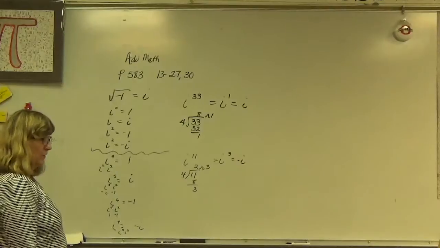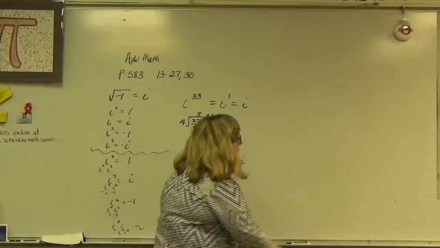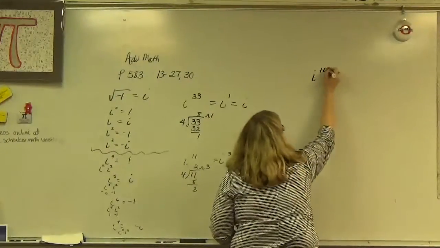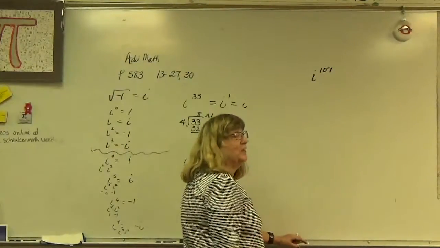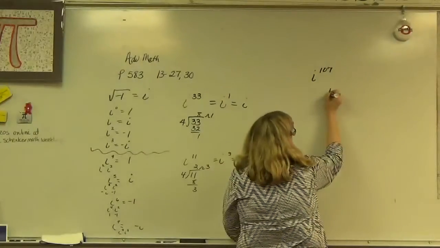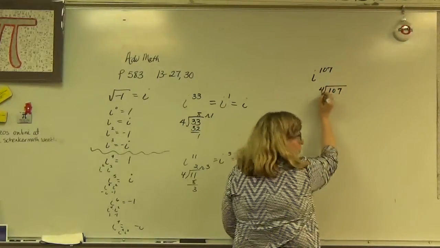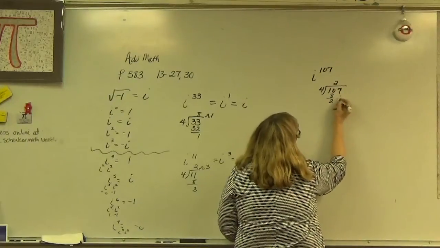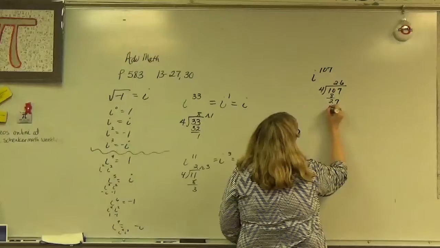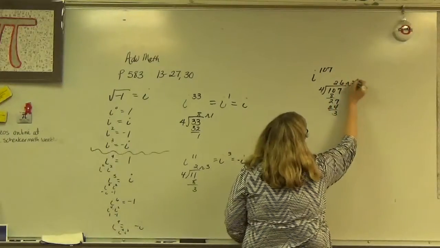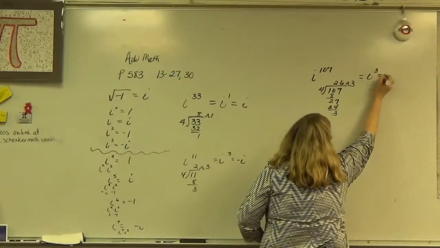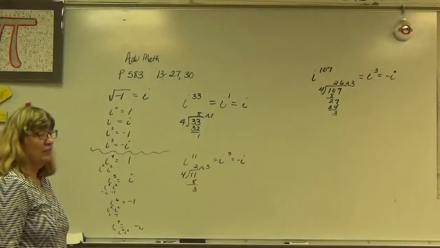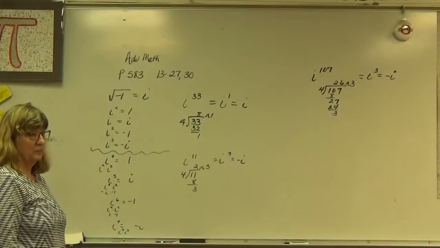You guys follow what I did? Let's try a larger one. 107. I just like that number. First I would divide by 4 because it cycles every fourth one, so that's why it works. That would go in there 26 times, with a remainder of 3. So that means i to the 107 is i cubed, which is negative i. Imaginary numbers, you will never have a power on them if you've done things correctly.